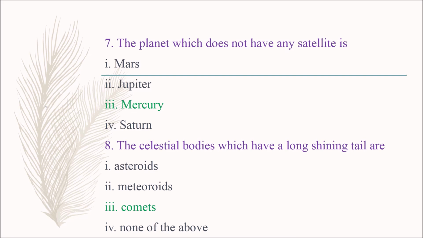Question number 8. The celestial bodies which have a long shining tail are option number 1 asteroids, option number 2 meteoroids, option number 3 comets, option number 4 none of the above. So the answer is option 3 comets.